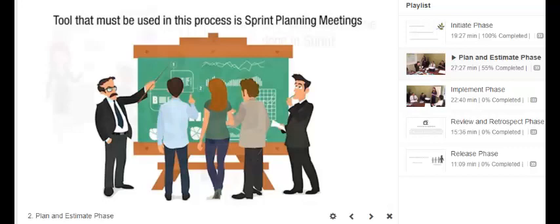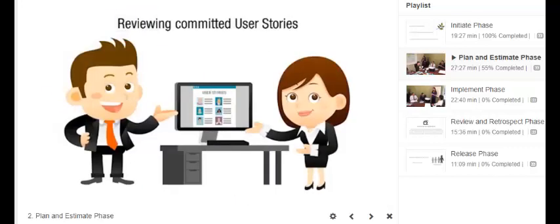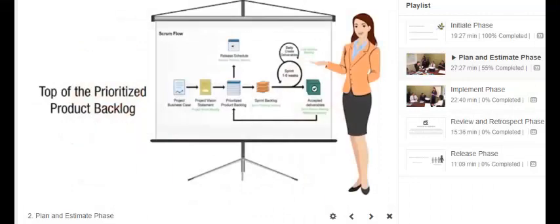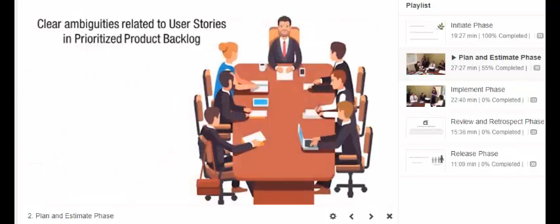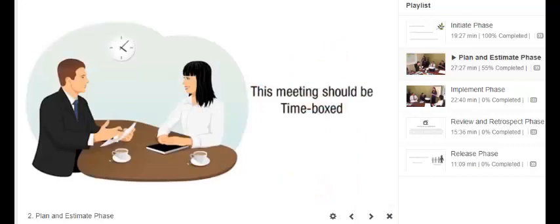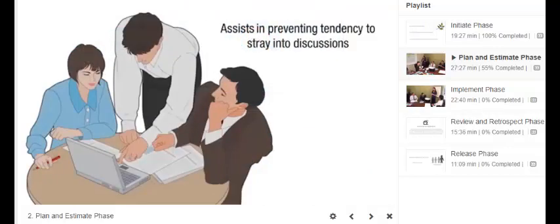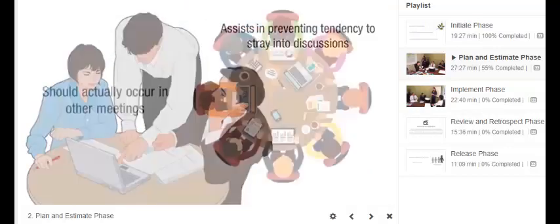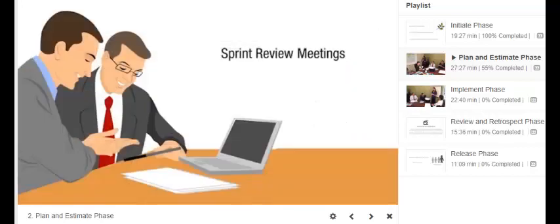In Sprint Planning Meetings, the Scrum team plans the work to be done in the sprint by reviewing the committed user stories at the top of the prioritized product backlog. The product owner is present during this meeting to clear ambiguities related to user stories in the prioritized product backlog. This meeting should be time-boxed with the standard length limited to 2 hours per week of the sprint duration. This assists in preventing the tendency to stray into discussions that should actually occur in other meetings, like the release planning or sprint review meetings.